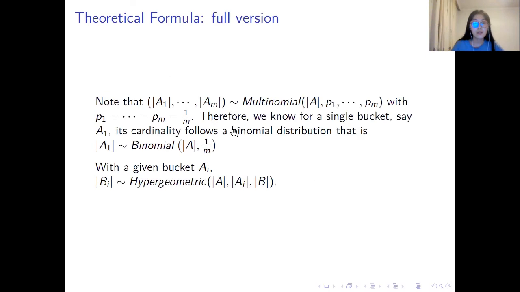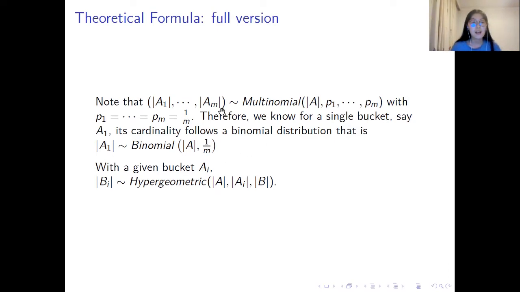Before we go to the full problem, we first note that the cardinalities of the buckets A1, A2, A3, up to AM follow a multinomial distribution. For a single bucket A_i, or A1, the bucket size follows a binomial distribution. And when we have a fixed background population bucket A_i, the size of the corresponding bucket for the population with diabetes follows a hypergeometric distribution. These are easy to observe.